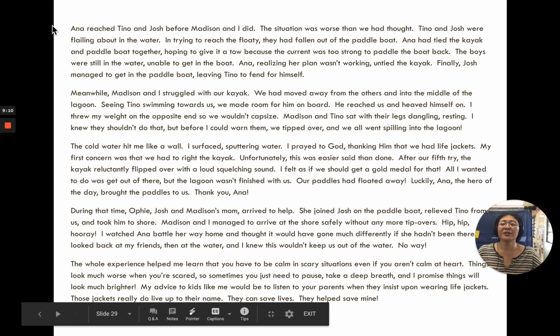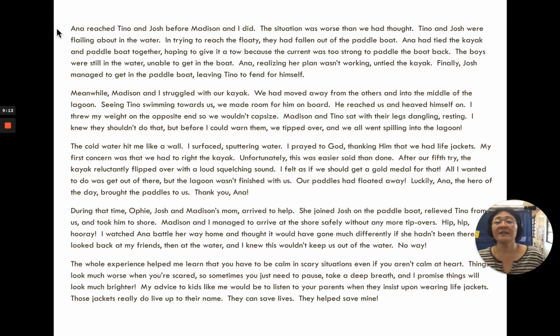Anna reached Tino and Josh before Madison and I did. The situation was worse than we had thought. Tino and Josh were flailing about in the water. In trying to reach the floaty, they had fallen out of the paddle boat. Anna had tied the kayak and paddle boat together, hoping to give it a tow because the current was too strong to paddle the boat back. The boys were still in the water, unable to get in the boat. Anna, realizing her plan wasn't working, untied the kayak. Finally, Josh managed to get into the paddle boat, leaving Tino to fend for himself.